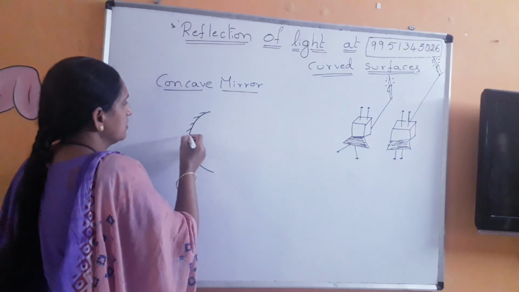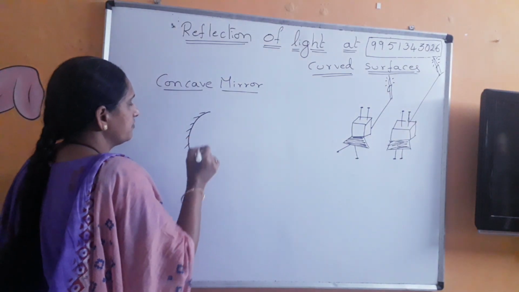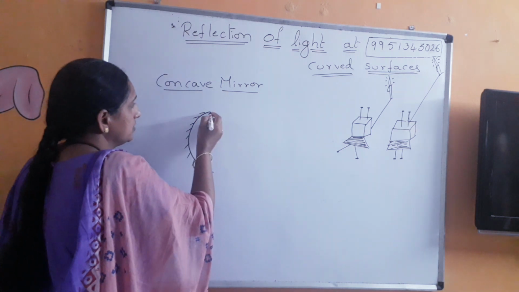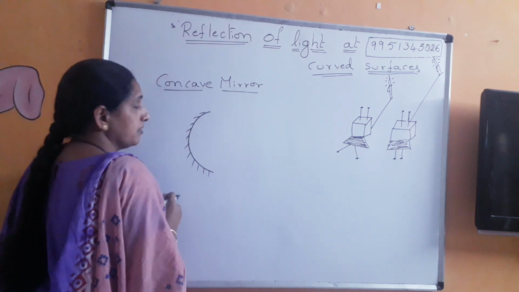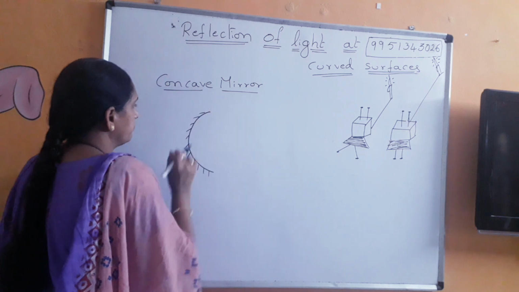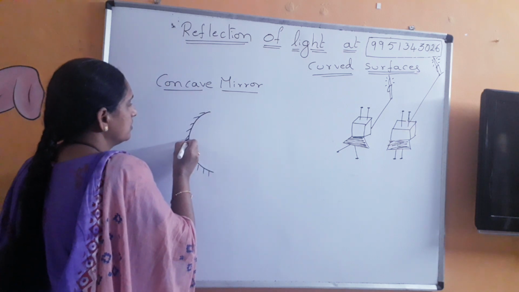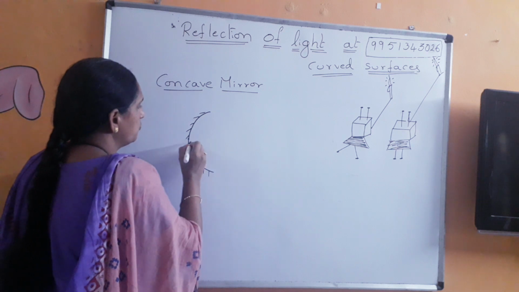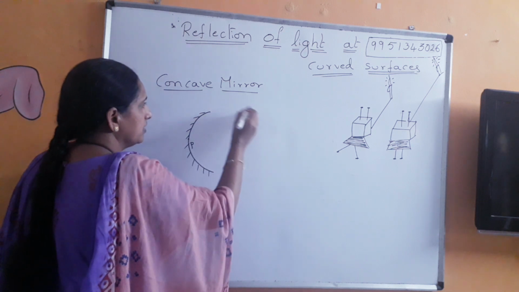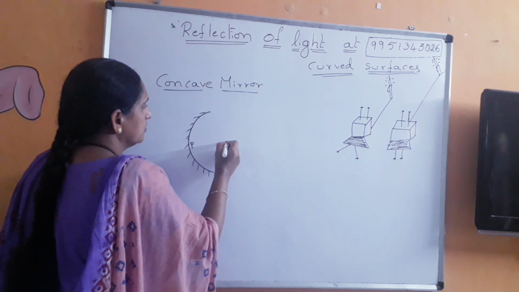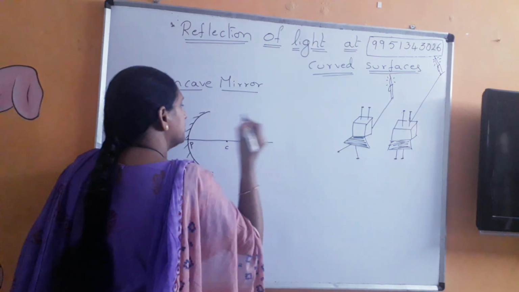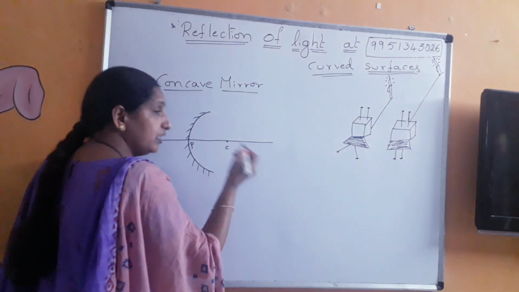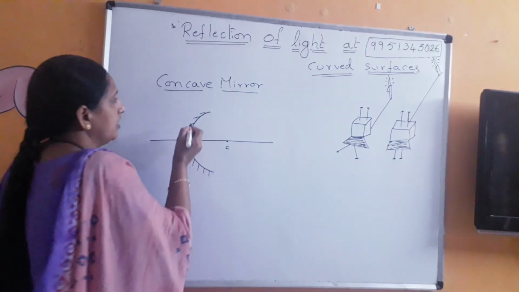So this is a coated surface, and this is the optically polished surface on which we are going to make the rays incident, and this is the concave mirror. What are the fundamental things that we are supposed to know? This is the pole of the mirror, P, and this is the center of curvature, C, and the line which passes through the pole and the center of curvature is the principal axis.